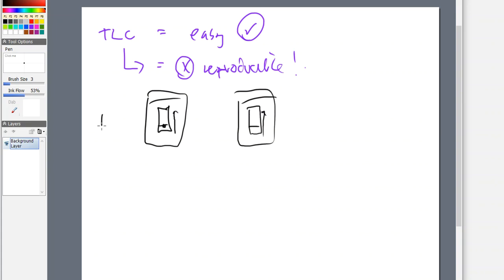So when I calculate what we call a retention factor, that's how far it travels up the plate, that retention factor could be one number on day number 1, and then 3 days later I'll calculate another RF, and that is a totally different number, even though it was the same sample, the same mobile phase, and the same slide. Everything is kind of legit. But the problem here is that these data points are not going to be reproducible.